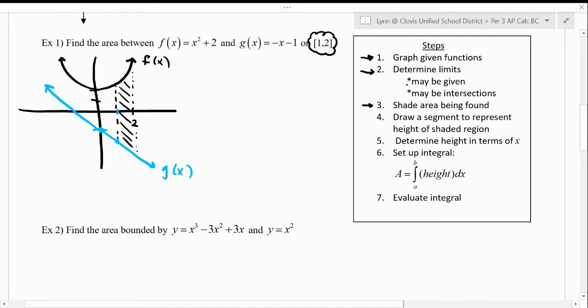So again, this isn't necessarily something I have to do for area, but it is to help me with the next section. So the height, if I take a look from the top of my function to the bottom of my function, that is the height of one particular rectangle. So remember, integration is Riemann sums, which are rectangles being added together. So that particular section. And so now I want to find the height of that particular section in terms of x. So no matter where I am on this graph, right?